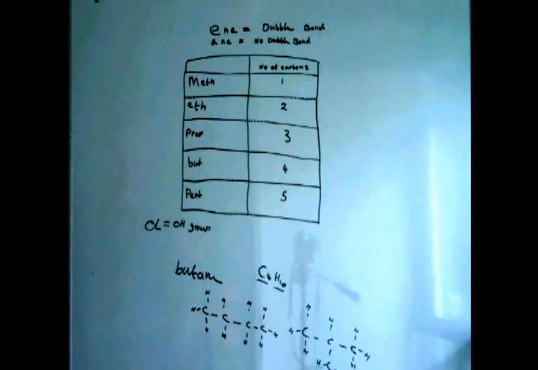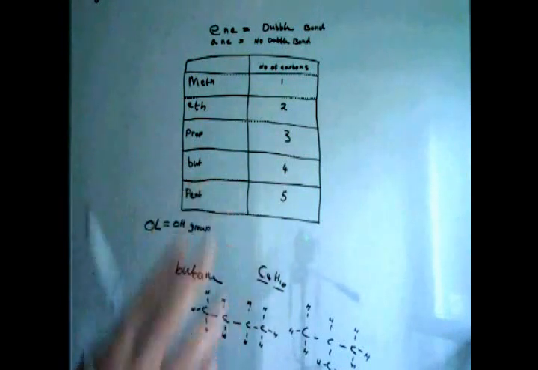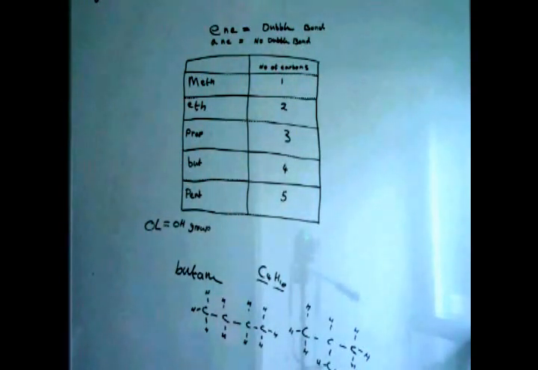But things like butane, pentane, octane, things like that, it will work for. It also works for the alkenes. But again, that's a bit more tricky in terms of calculating the hydrogen atoms because you've got the double bond to contend with.